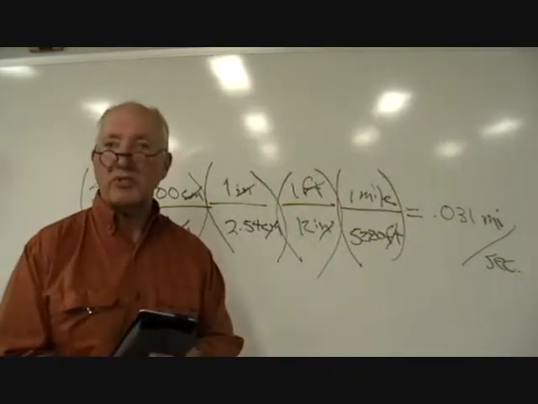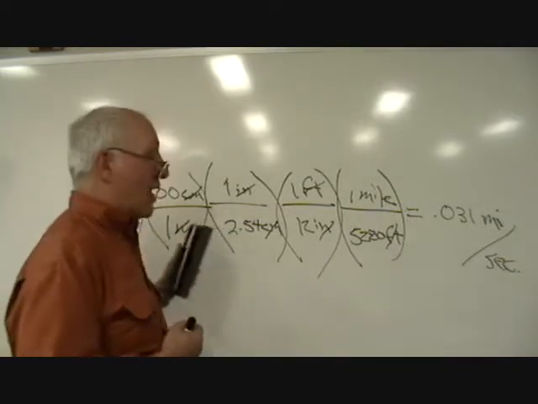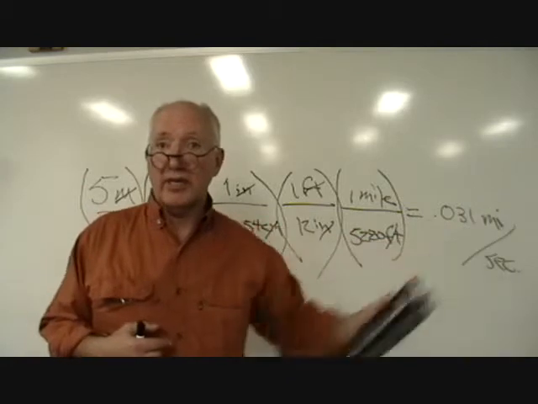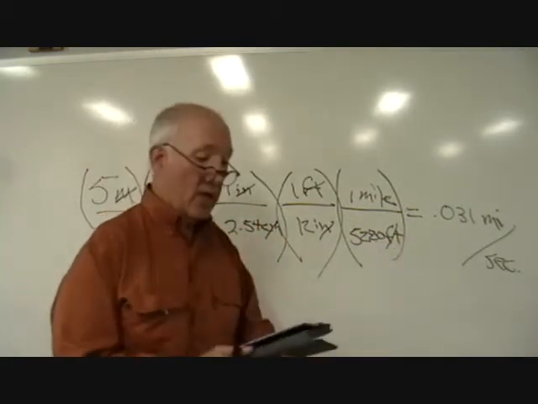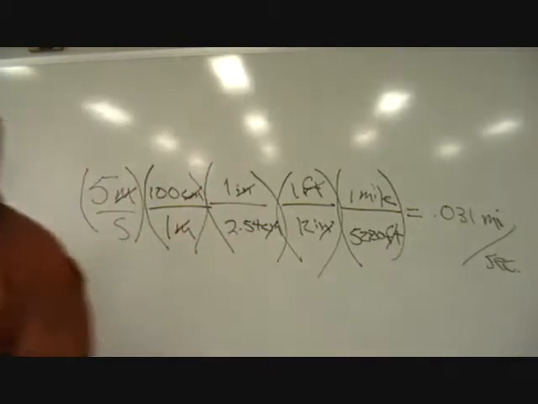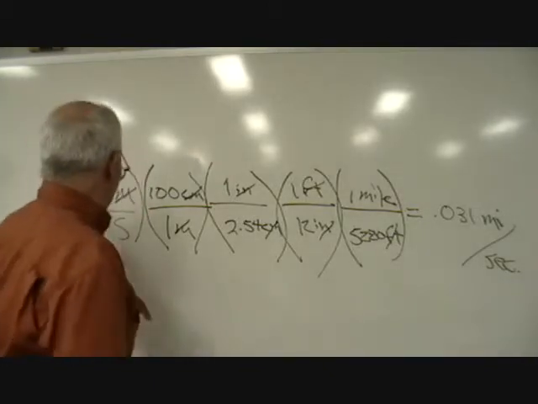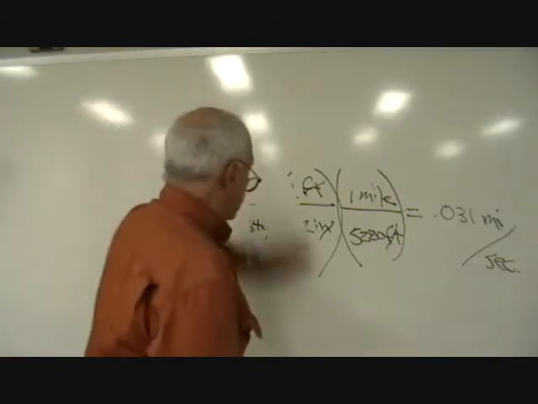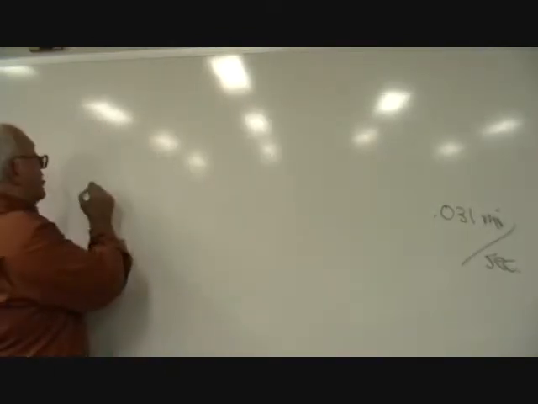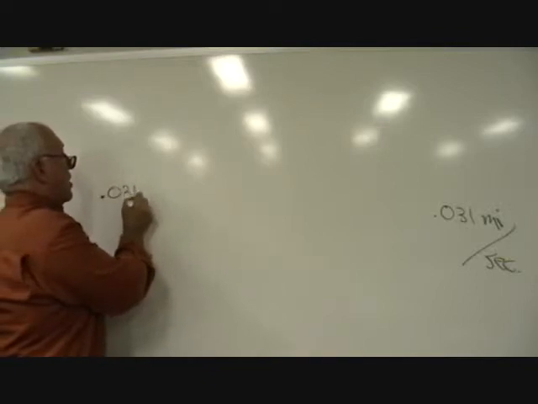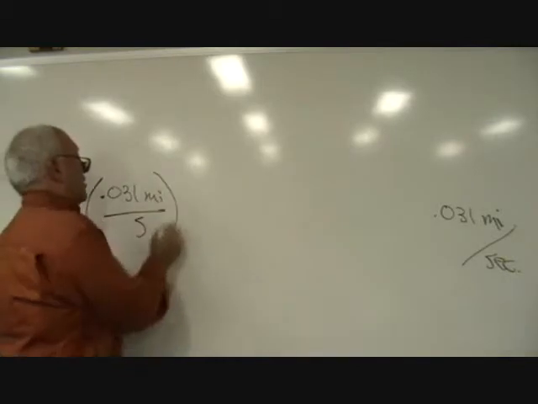Now, if I had room in our field of vision for the camera, I could have kept going, make a long string, and get this down to miles per hour. We're going to do this in two stages, though, for the sake of the camera. Two steps. So now we're going to move on to our second step. I'm going to erase what we have here so far. We're starting now with 0.031 miles per second.